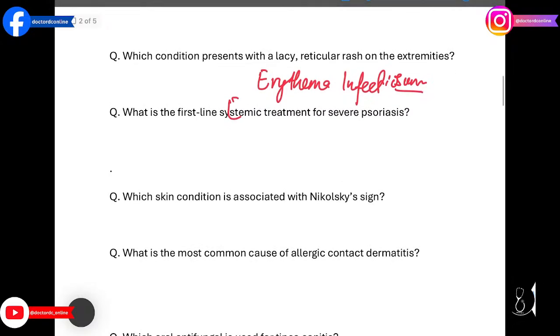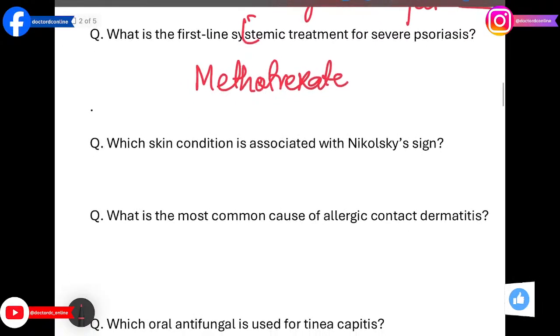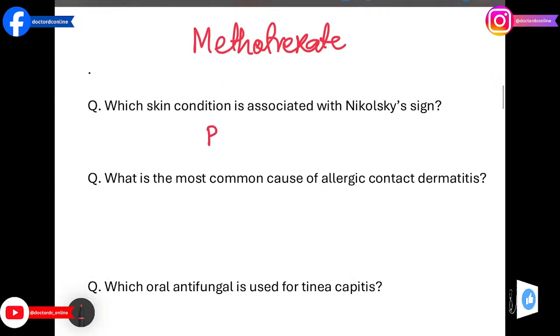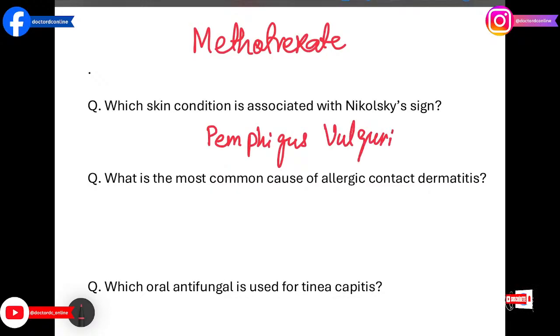What is the first-line systemic treatment for severe psoriasis? Methotrexate. This immunosuppressive agent reduces rapid skin cell turnover in severe cases. Which skin condition is associated with Nikolsky's sign? Pemphigus vulgaris. Rubbing the skin causes epidermal detachment due to fragile blisters.